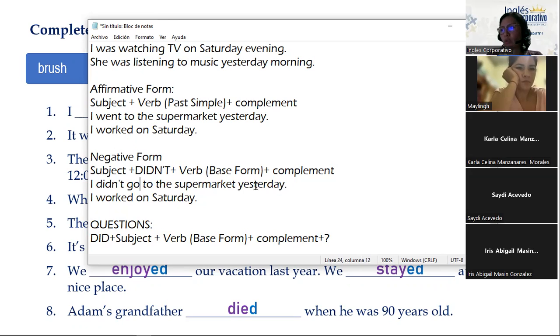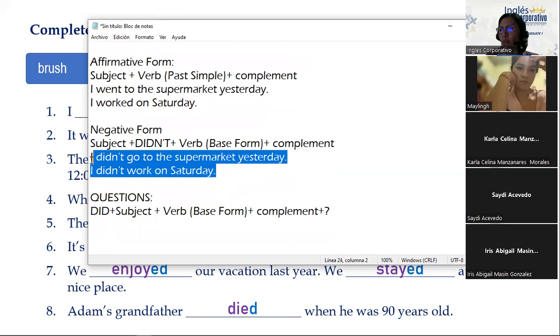I didn't go to the supermarket yesterday. Si aquí agrego didn't, right? Ya no necesito a worked. Necesito work. I didn't work on Saturday, right? Entonces, we have to be very careful with the verbs. Prácticamente pongámoslo así, ¿verdad? El hassle, como la molestia que nos hacemos, es nada más en las oraciones afirmativas. ¿Por qué? Porque ya sean negativas o preguntas, ya no necesitamos más esa forma de pasado simple.